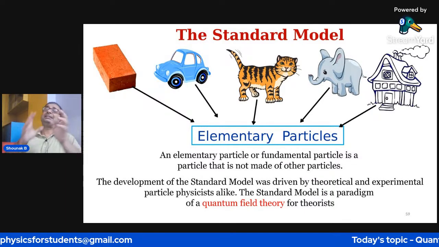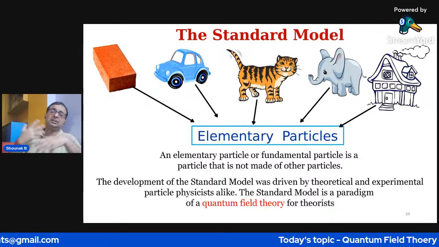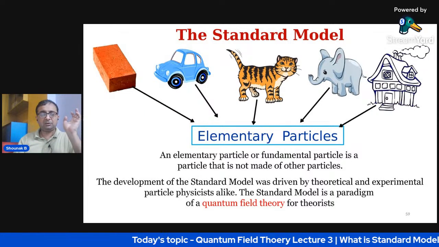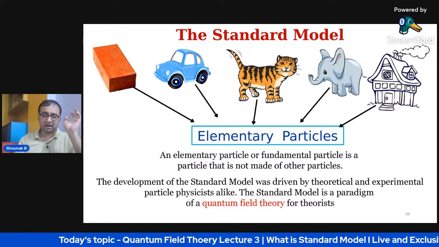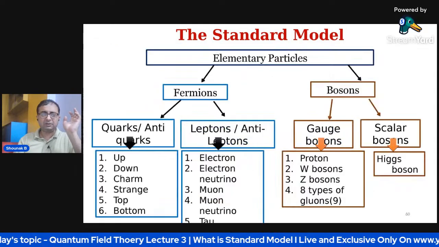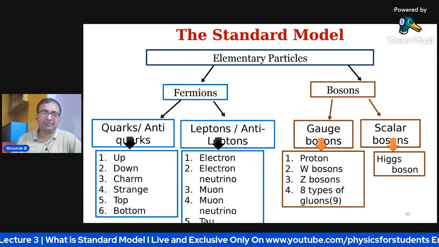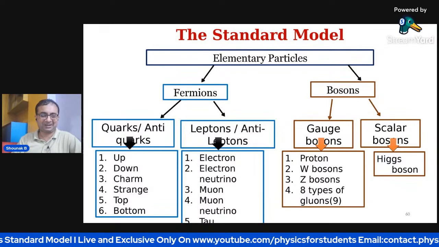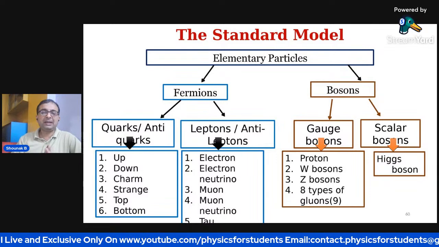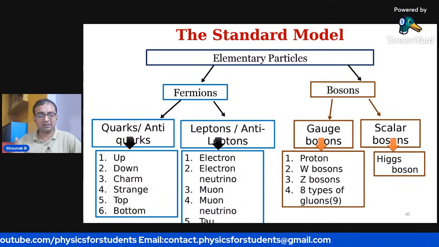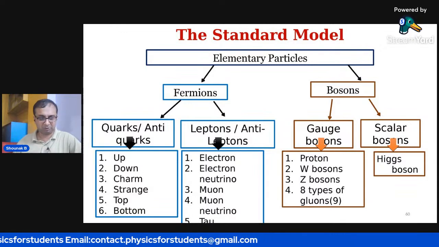Okay. Now this standard model can be further divided and subdivided into many other parts, but I've tried to make it as simple as possible. I really don't want to confuse you with further things. So here is a very basic idea of what the standard model is. Elementary particles can be divided into two parts: one is the fermions and the other is the bosons.